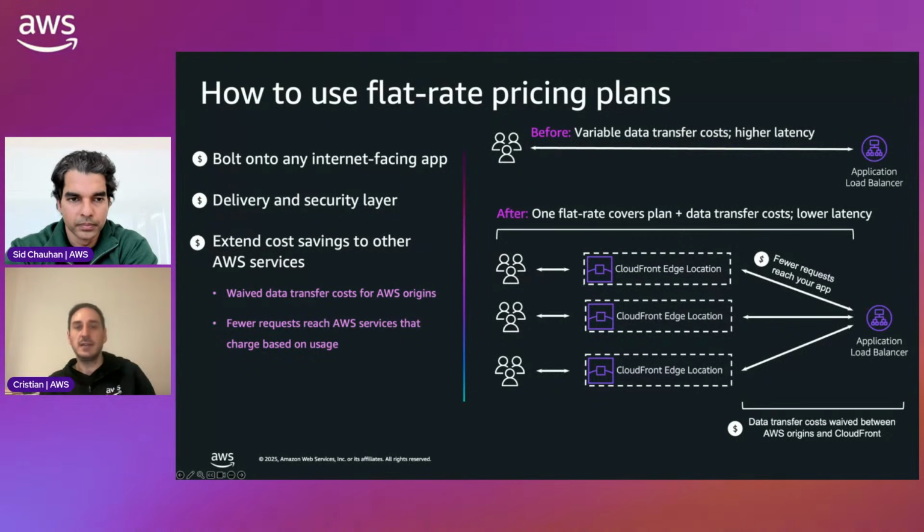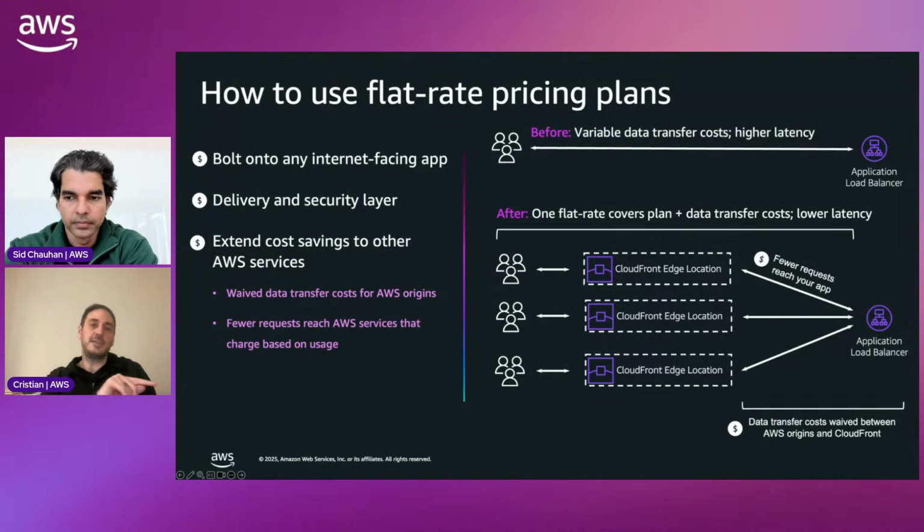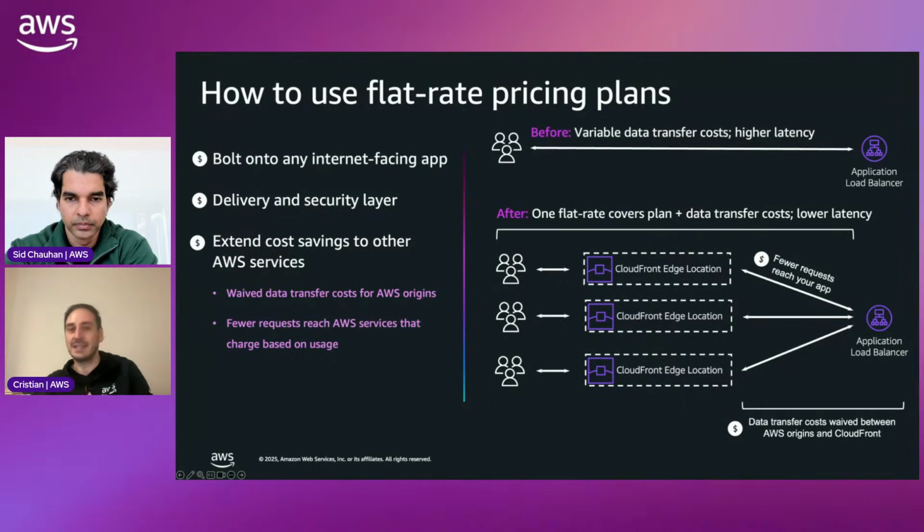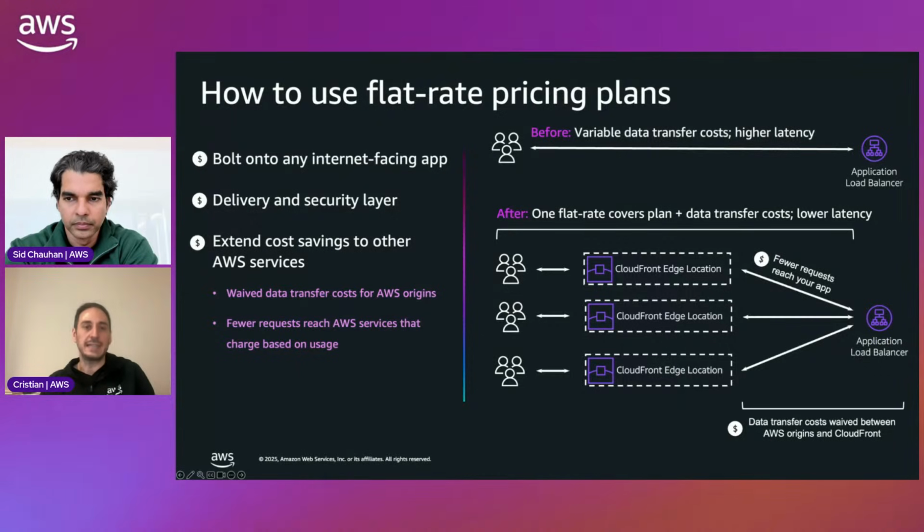And then finally, Seattle to North Virginia, instead of the user going all the way over the public internet, they're going to enter at the nearest CloudFront edge location. And then from there, they're going to go over the AWS private backbone all the way to Virginia. And so that's going to give you better performance, less network congestion. All those things will reduce latency.